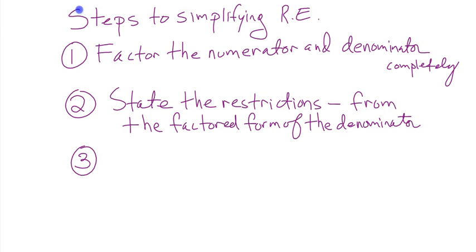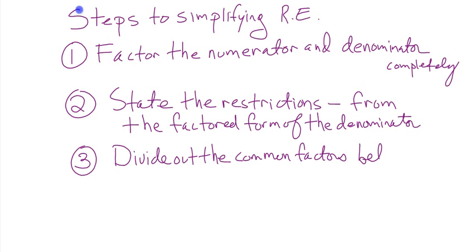And third step, there's only 3 steps. Divide out the common factors between the numerator and the denominator. So divide out the common factors between the numerator and the denominator.